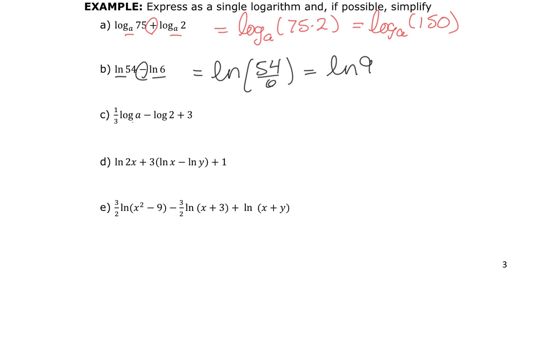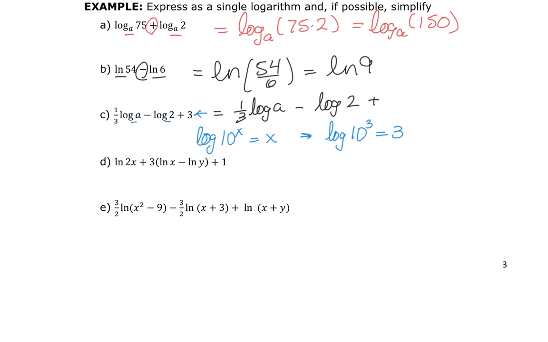They all have the common log here. Ooh, what do I do with that? Well, I'm going to use the fact that if I know that 10 to the log of x is equal to x, this tells me the common log of 10 to the 3rd must be equal to 3. So I'm just going to rewrite this as 1/3 the log of a minus the log of 2 plus the log of 10 to the 3rd.